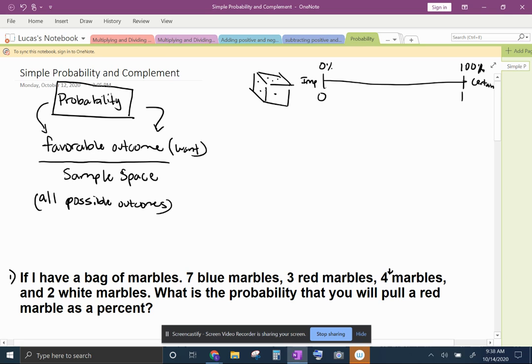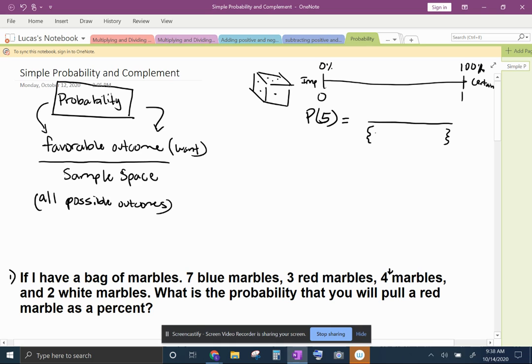Let's take this die. It has 6 sides. And what if I want to find the P5, which doesn't mean P5 or P times 5. This means when we're talking about probability, the probability of getting a 5. Well, if we look at this, what is our sample space? What is the all possible outcomes?